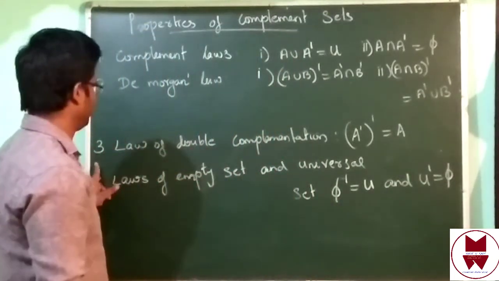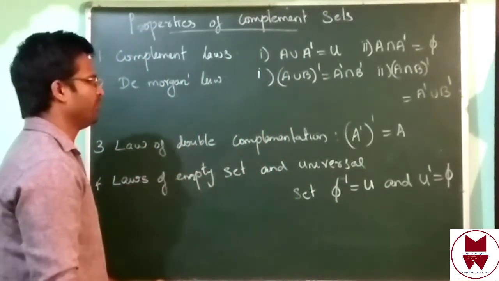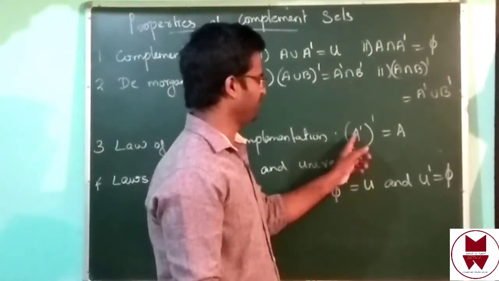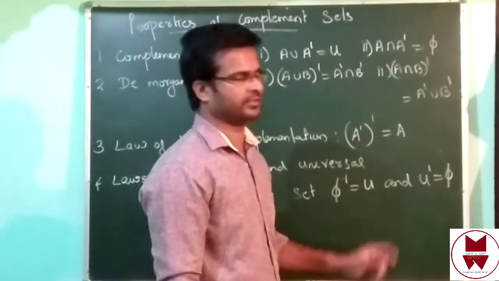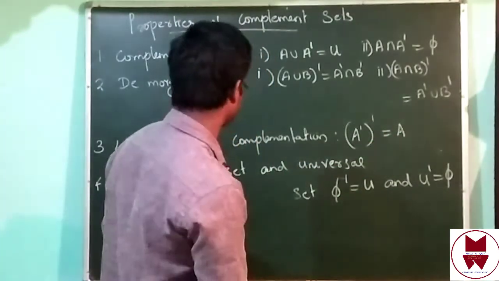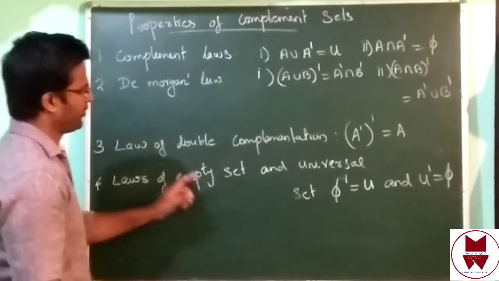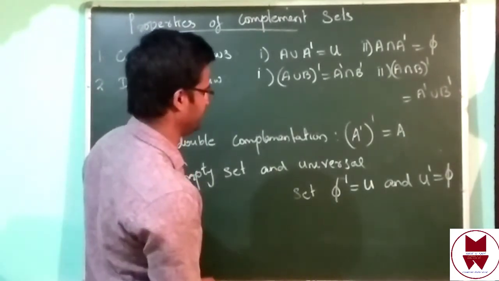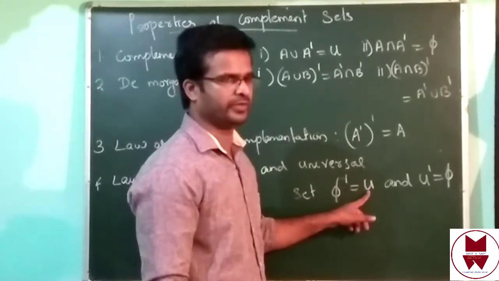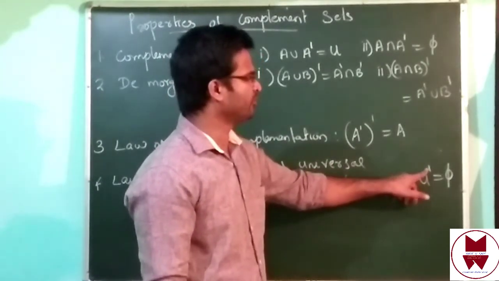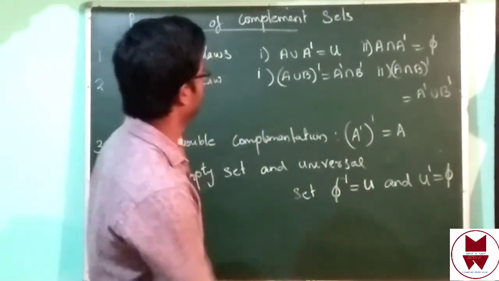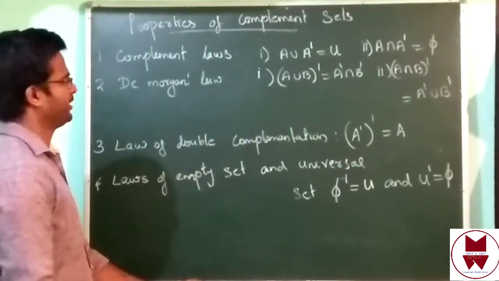Then 3, law of double complementation. If you take the complement two times of any set, you will get the same set. A complement, all complement, you will get the same A. Then 4, laws of empty and universal set. The empty set complement gives the universal set. If you take the universal set complement, you will get the empty set. Then write down all the formulas in your notebook.